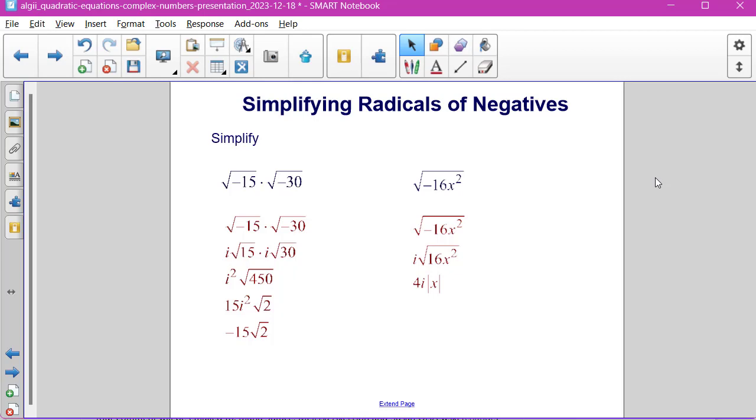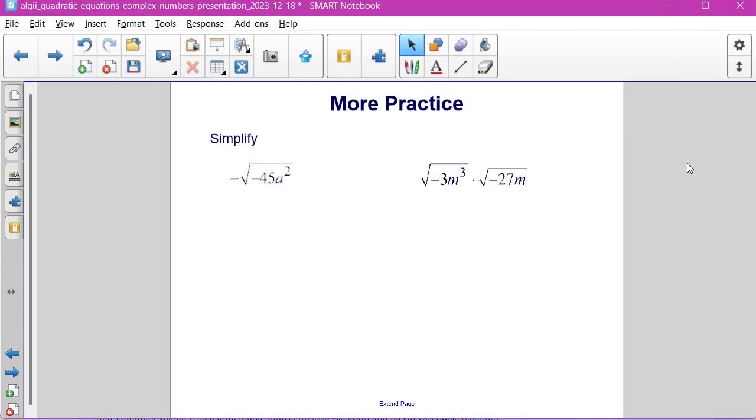And here are the solutions to these two examples, and they do match the solutions that we found. Now let's try some more practice with simplifying radicals containing imaginary numbers. The first problem that we have here is the negative square root of the quantity negative 45a squared.